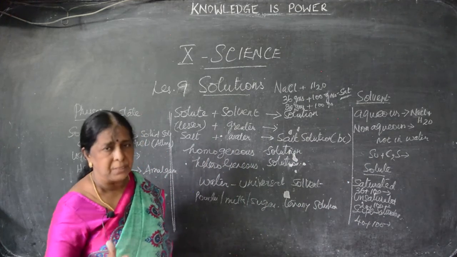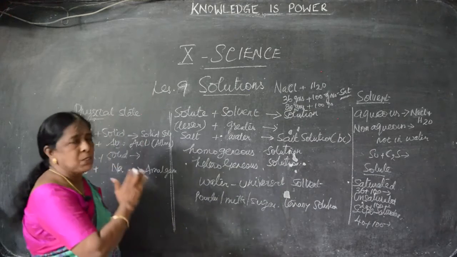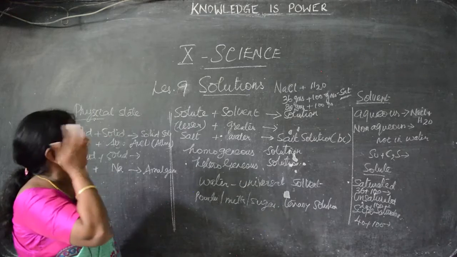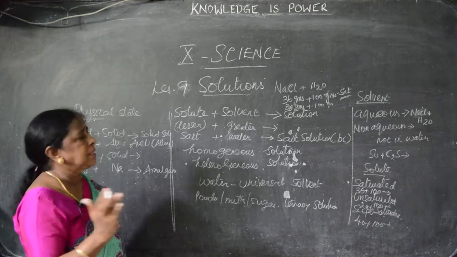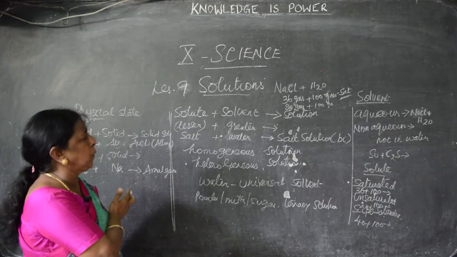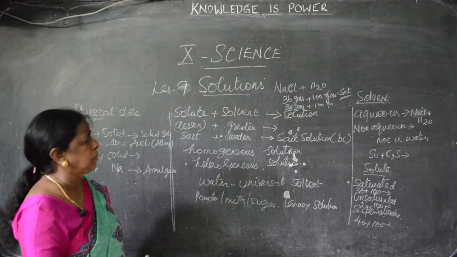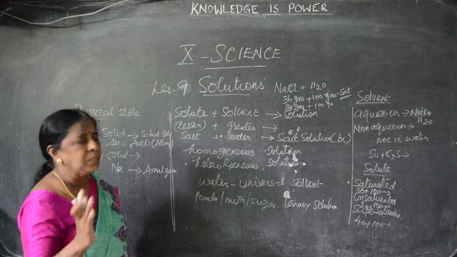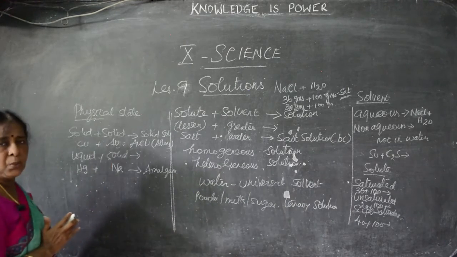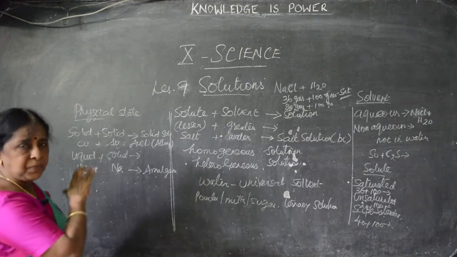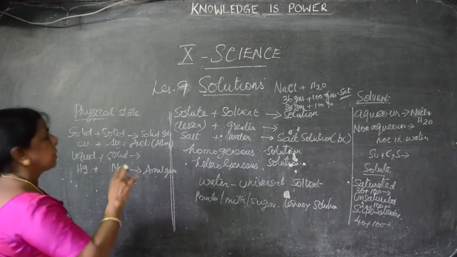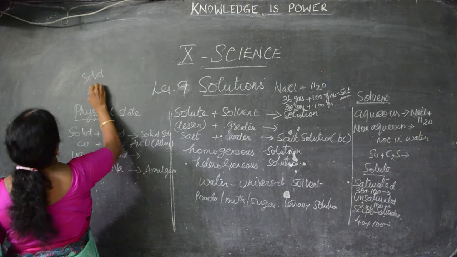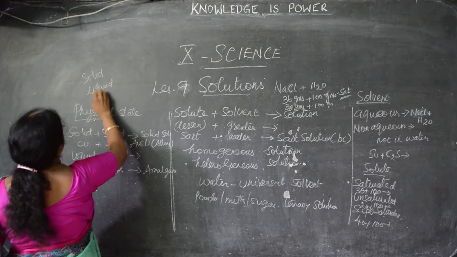So now we have to say solution. It is simple: we have solute and solvent, and together they form a solution. A lesser amount of solute and a larger amount of solvent mixed together becomes a solution. If it is clear and made up of only one phase, it is homogeneous. If more than one, heterogeneous. Water is the universal solvent, and based on the physical state, solutions may be solid, liquid, or gaseous.